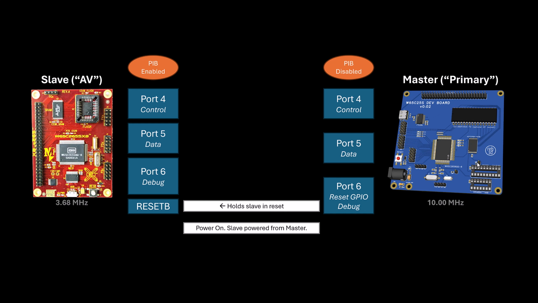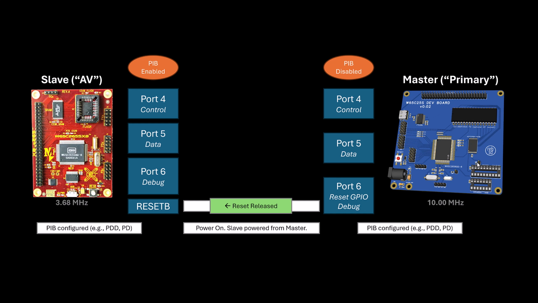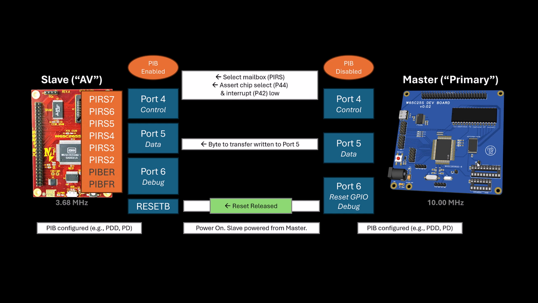So I turn on the master. It holds the slave in reset. I configure the PIB, which basically means leave it disabled, but do all the manual port direction and port output. Let the reset release, and then on the slave, configure PIB, which is enable PIB. And then I write my data to the data port, which is port 5. And then here I change this a little bit. I have to select which mailbox, which is this PIRS. So which mailbox on the slave do I want to write that data to?